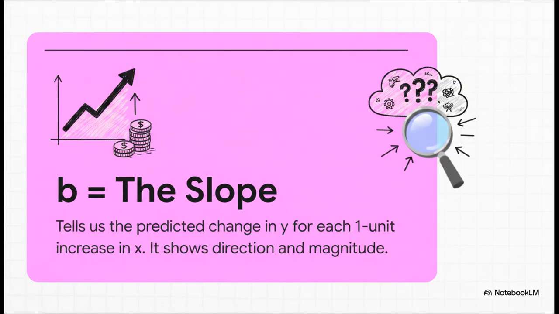And that brings us to b, the slope. Okay, this is the crucial part. This is usually what social scientists care about the most. It tells us the direction and the strength of the relationship. For every $1 increase in money, how many more problems do we predict? That number, that's the slope.